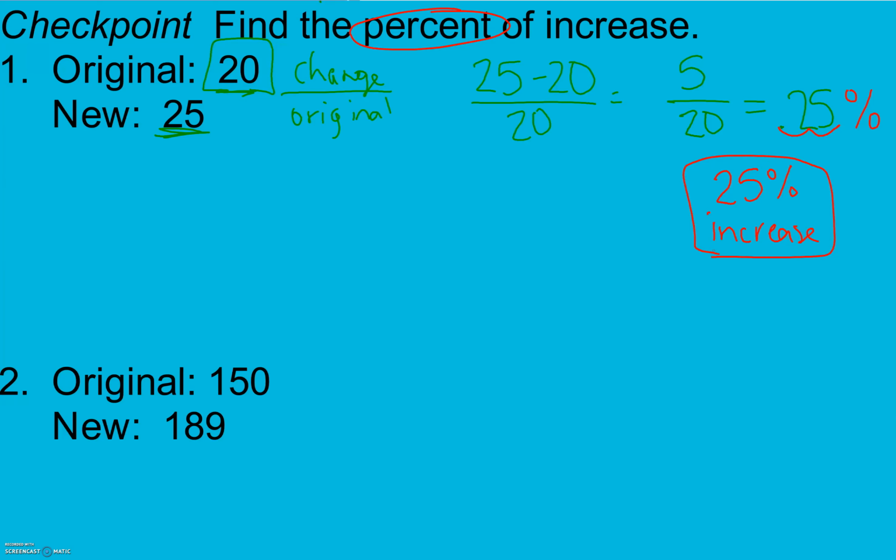Same idea for number 2. Again, we're going to find our change, so bigger minus smaller, divide by where we started, original. So our change here is 39 divided by 150, and that's going to give us 0.26. Two decimal places towards our percent sign to add a percent sign, and it's 26%. We went from 150 to 189, got bigger, so it's an increase.